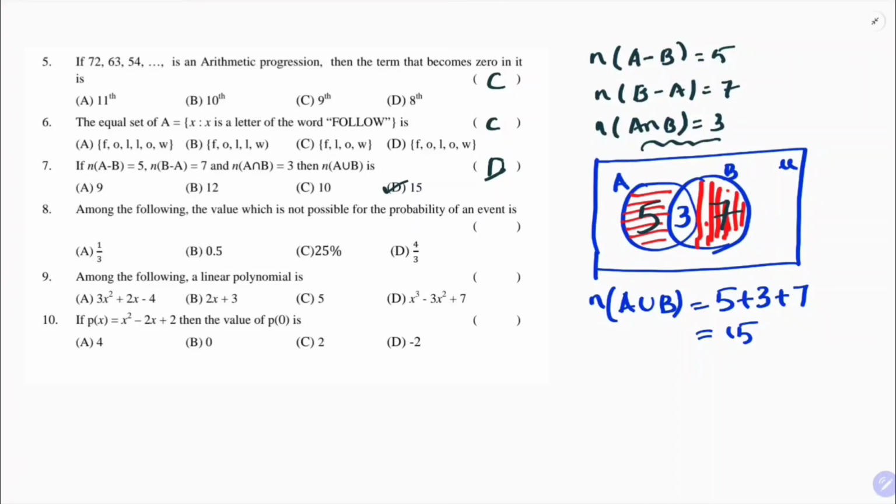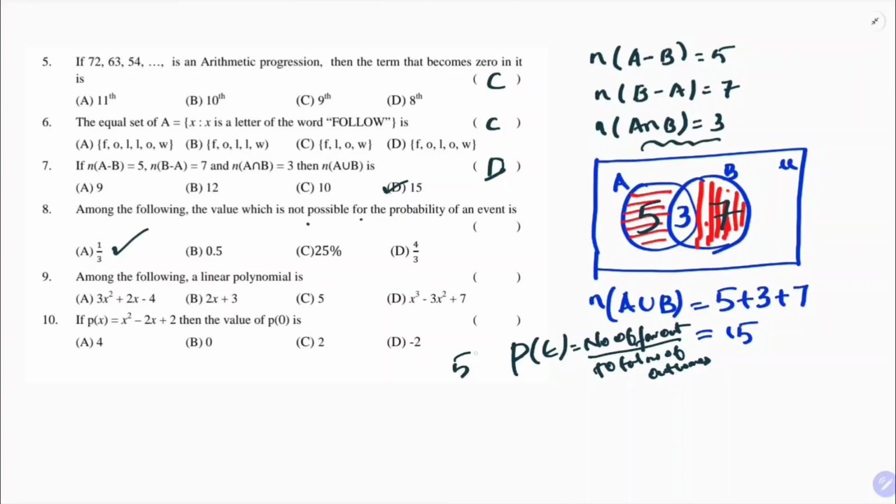Among the following, MCQ number 8, among the following, the value which is not possible for the probability. See, the probability of an event is the number of favorable outcomes by the total number of outcomes. So the first one is possible because it's a proper fraction. This 0.5 is also possible. You can say it in two methods.